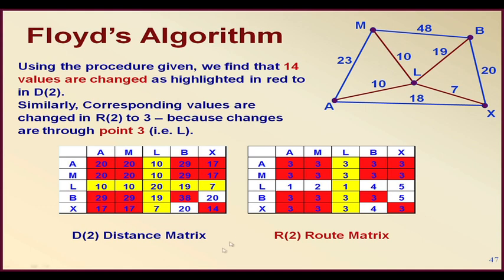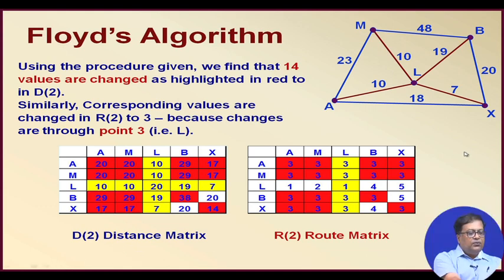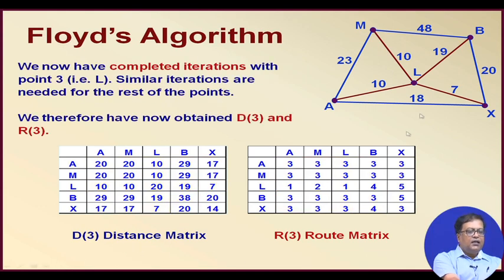Earlier we were applying Dijkstra's algorithm between only 2 points in a linear, one-dimensional situation. Here we are using it for a 2-dimensional situation, and if we go from D0 R0 to D5 and R5, all possible combinations are explored. So, that is the essential idea of Floyd's algorithm, right. So, we have now obtained D2 and R2, and from there D3 and R3.